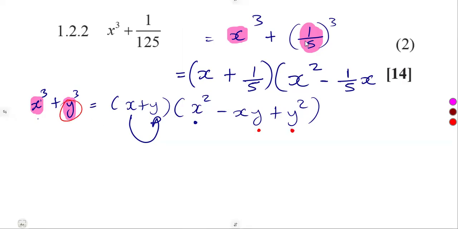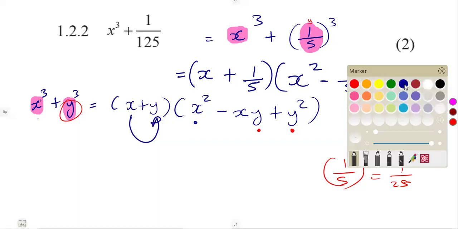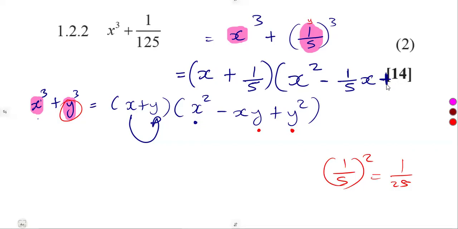Then we move on to the last one, plus the last term squared, y squared. Our y is 1/5. So we need 1/5 squared, which is 1/25. You can also use your calculator: 1/5 in brackets, then square it. That's 1/25. So this is what you're going to have, plus 1/25.